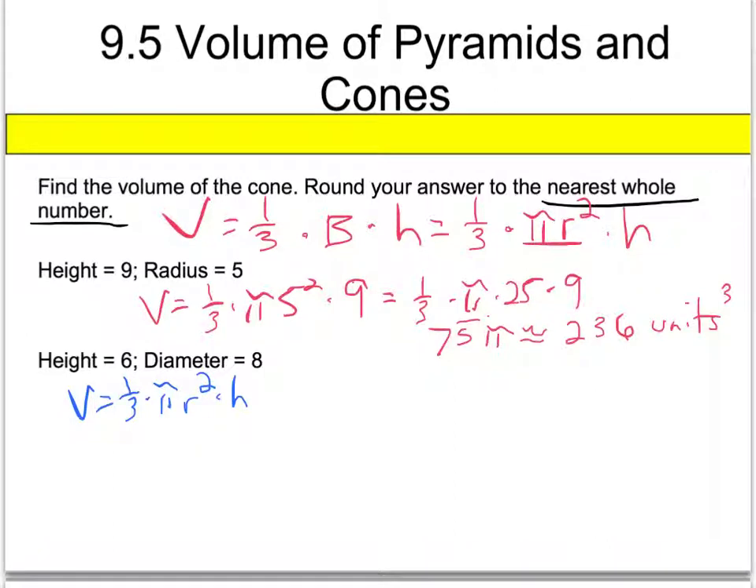Now this one's a little different because it gives you your diameter. How do you find the radius if you're given a diameter? You got it. You got to divide by 2. So when you take 1/3 times pi, when we find our radius, we're given a diameter, guys. We're given this diameter. We want to find the radius. So divide that by 2, and you get 4 squared.